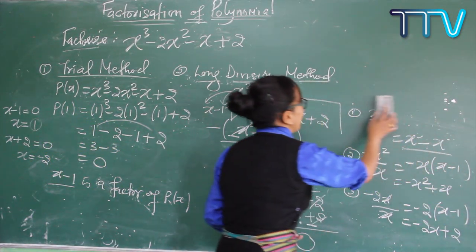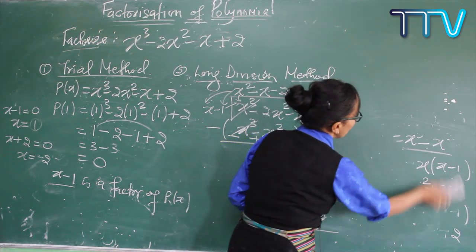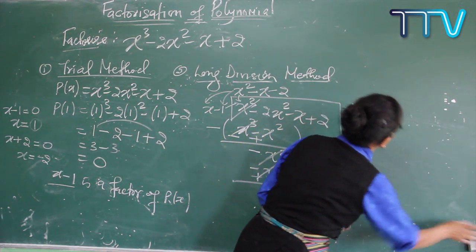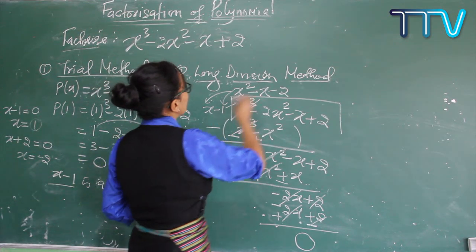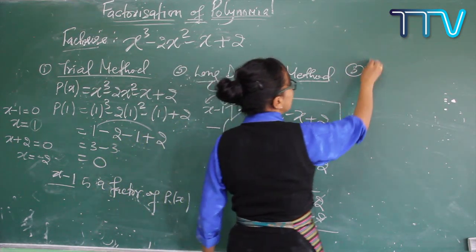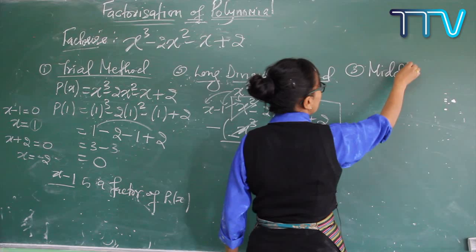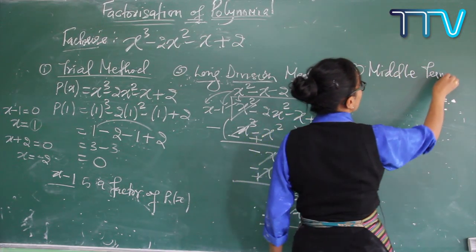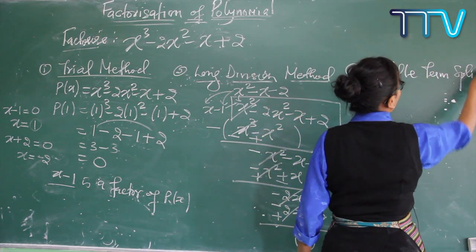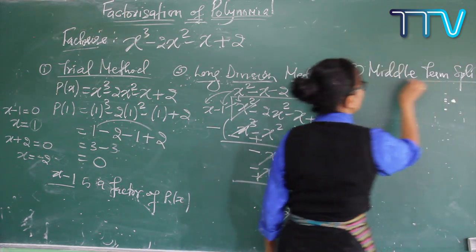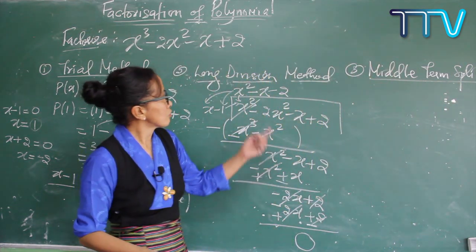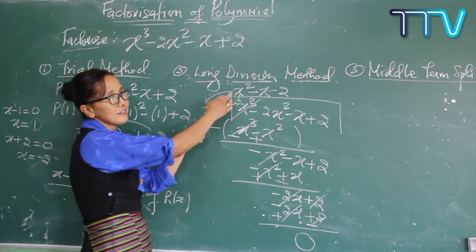Okay, let me wrap this one here. So we are moving towards the last part, to find the third factor by using the middle term. The last method you have learned is middle term splitting. Middle term or splitting the middle term, same. So which one can you take? This and these are the factors.